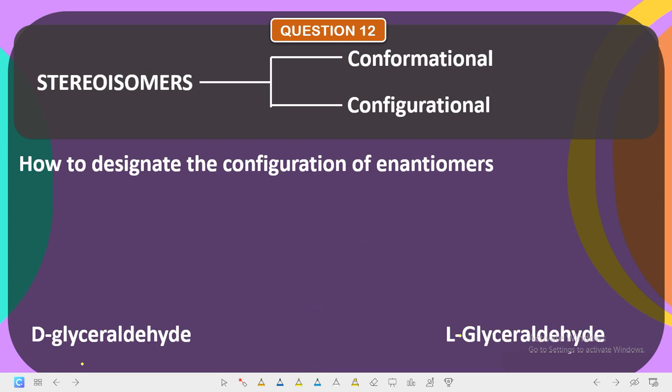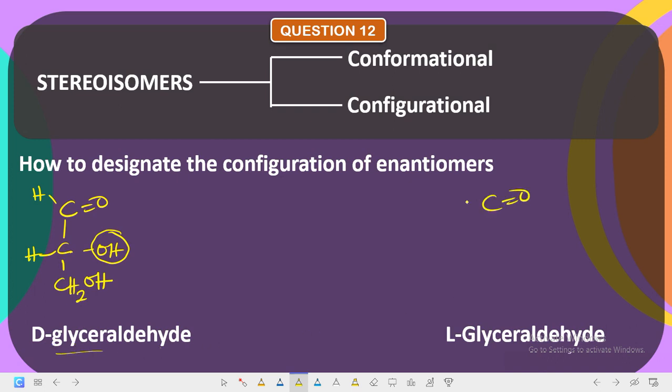Now, how to designate the configuration of enantiomers? We have D-glyceraldehyde and L-glyceraldehyde. What will be their structure? D-glyceraldehyde is this. This is the simplest monosaccharide of biological importance. We have the CHO, then C with OH, H, and CH2OH. Now you see in this case the OH group is at the right hand side, so you call it D-glyceraldehyde. How about this? CHO and then C, here is H, OH, and here is what?